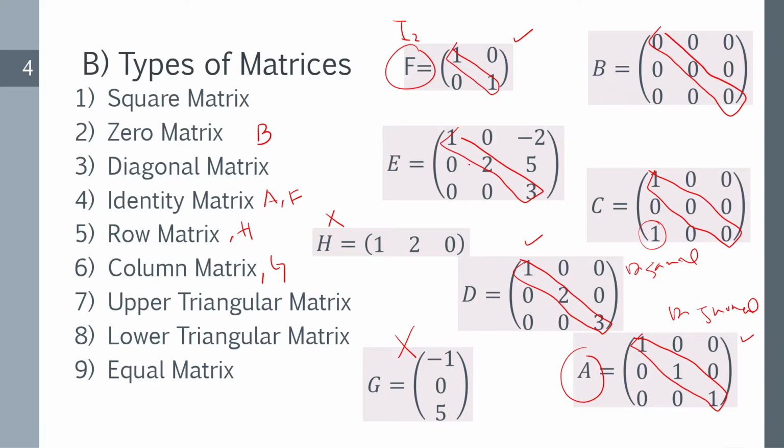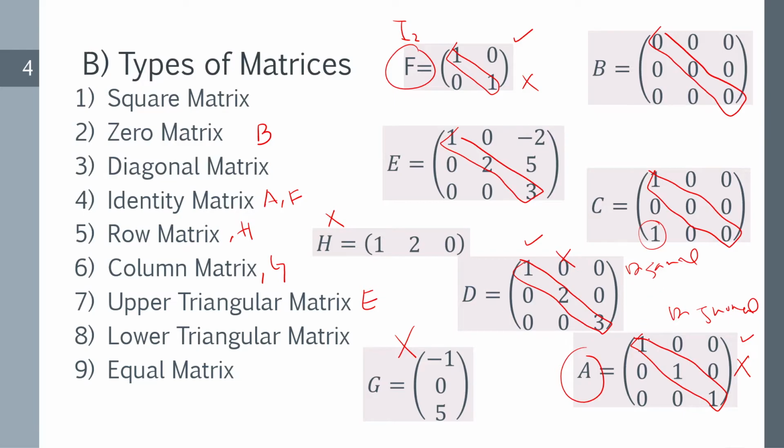So for example, E. This is my diagonal, and on the upper part of my diagonal there are elements -2 and 5, which are not 0. So E is my upper triangular. Identity is not an upper triangular because the top is 0. This one is also not, and this one is not.